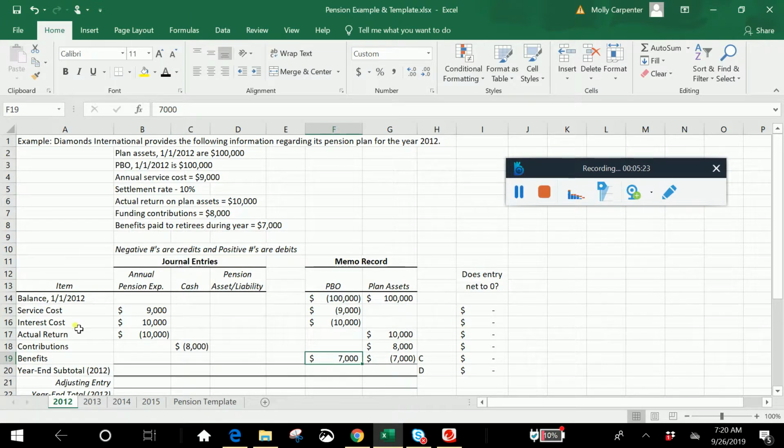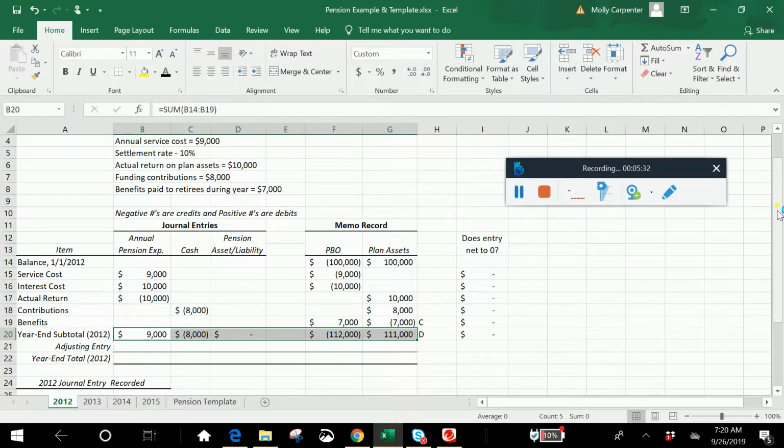Now, once we've done our entire year's worth of entries, we're going to subtotal them. The first thing that we're going to take a look at is the funded status of our pension. We can see here that we have a PBO of 112 and plan assets of 111. Therefore, our PBO is underfunded, and we're going to need to record a pension liability of $1,000.